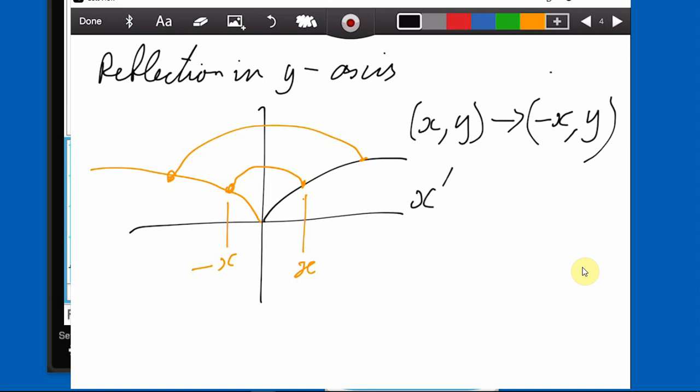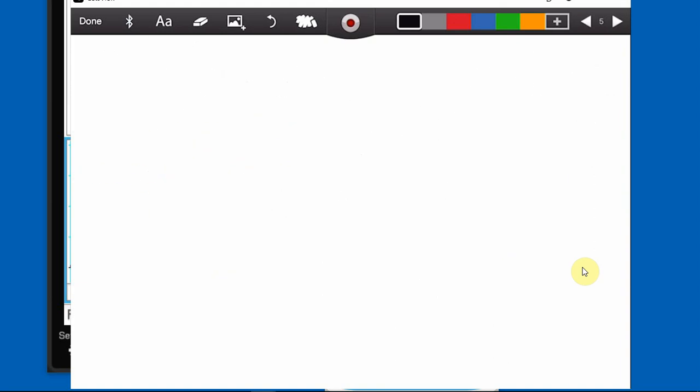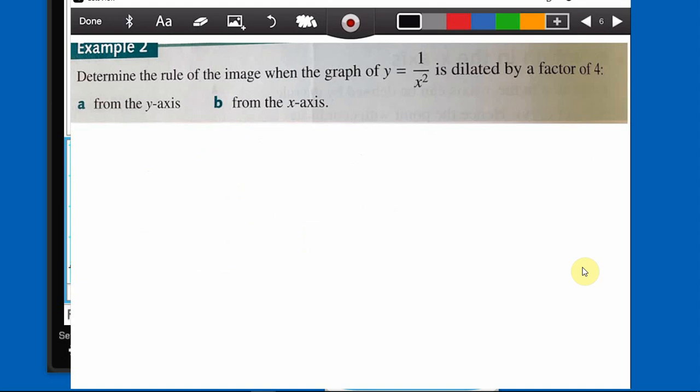So our image x is the negative of the old x, and our image y is the same as the old one for the reflections. All right, spare page there, here we go. So determine the rule of the image when the graph of y equals 1 on x squared is dilated by factor 4 from the y-axis, and from the x-axis.